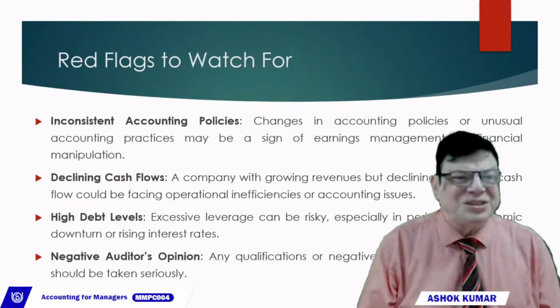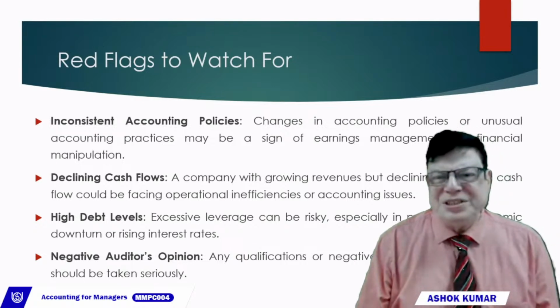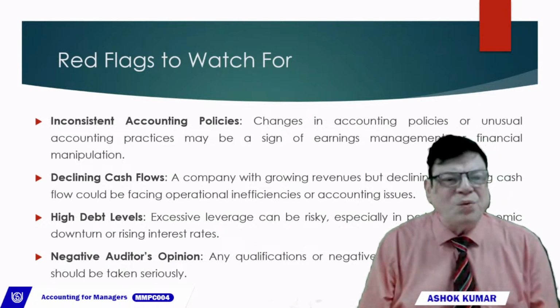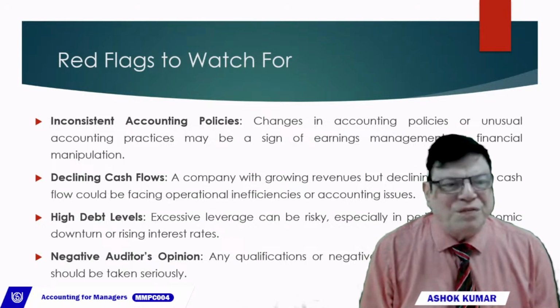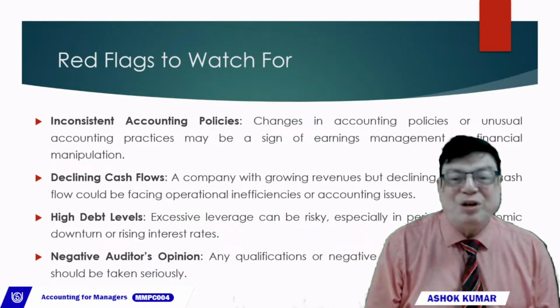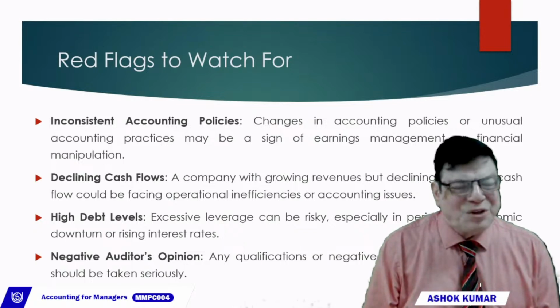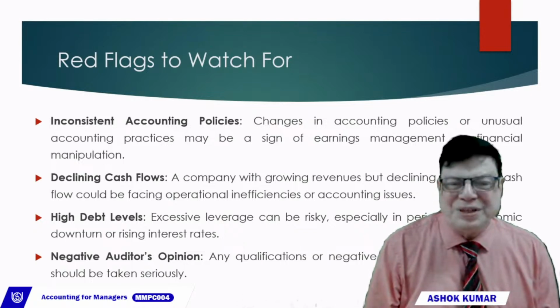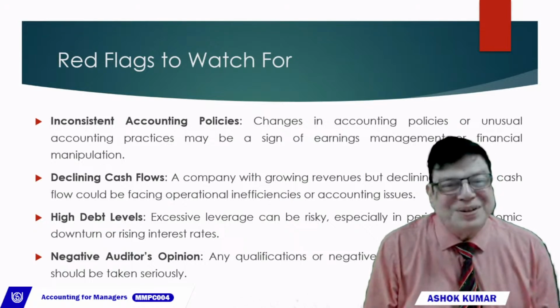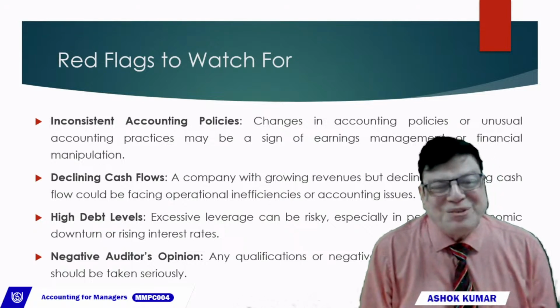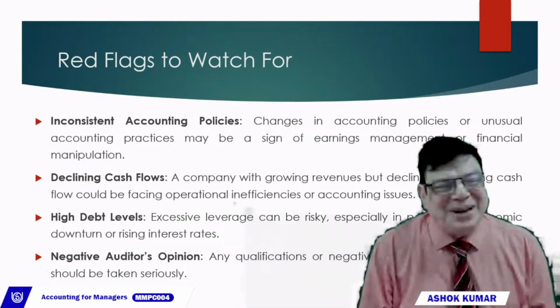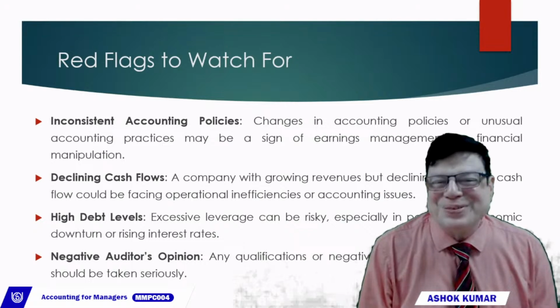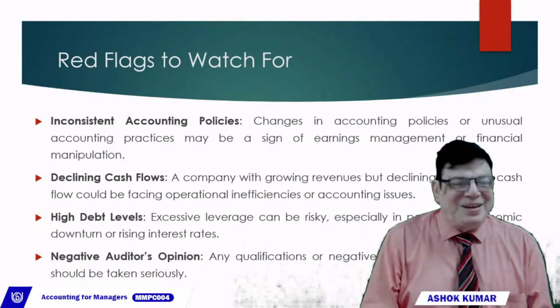Then inconsistent accounting policies: changes in accounting policies or unusual accounting practices may be a sign of earnings management or financial manipulation, window dressing. For example, in a bank, suppose a customer has not availed the limits. So the bank tells them that you avail the limit in full, and then you give us a deposit also. So that is what is window dressing.